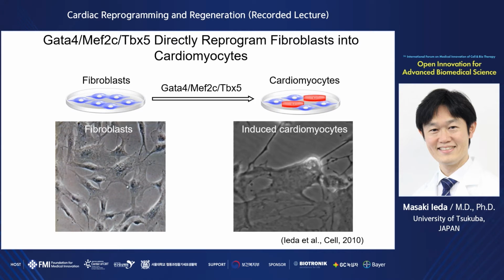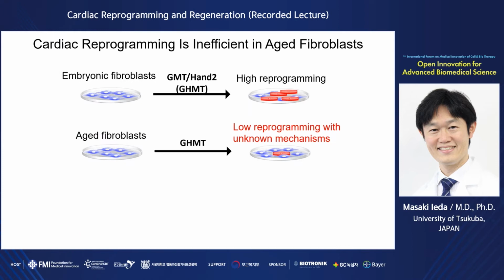Here is the first paper, which was published in 2010 in Cell. We found that overexpression of GATA4, MEF2C, and TBX5 in fibroblasts can generate cardiomyocytes in vitro. The left panel indicates fibroblasts, and the right panel indicates cardiac muscle cells. And as you can see here, the cardiomyocytes beat spontaneously. Next, I'd like to talk about the problem of cardiac reprogramming in vitro.